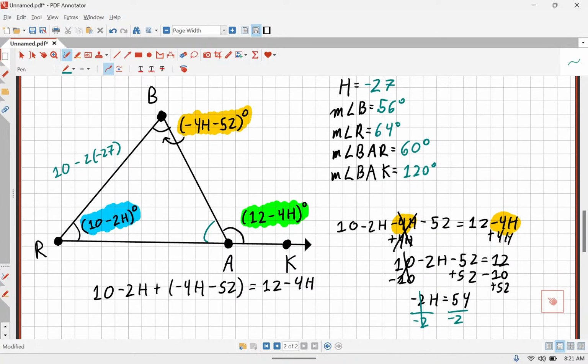Okay, when I say teach, I want you to say okay. I want you to go ahead and open up your Chromebooks and work on 12.6. That's triangle angle sum theorem with variables. Give it a shot, and here we go. Teach. Okay.